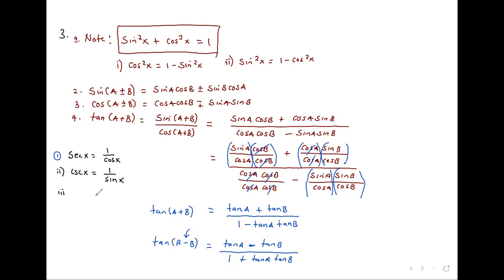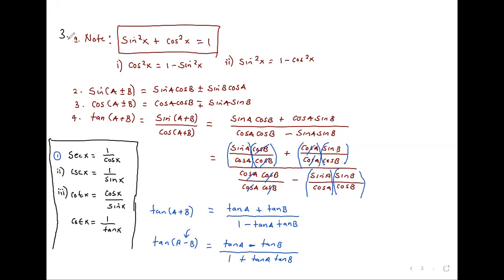And what we call cot in terms of sine and cos is cos over sine. And cot in terms of tan is 1 over tan. So some of us already know this, but to some this is a new thing. So please take care.